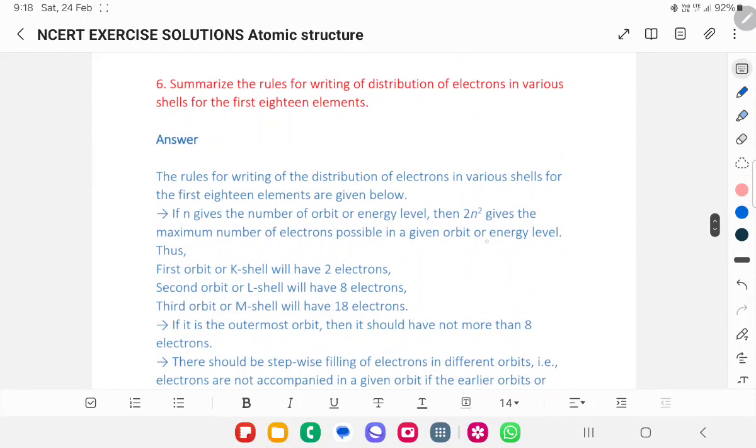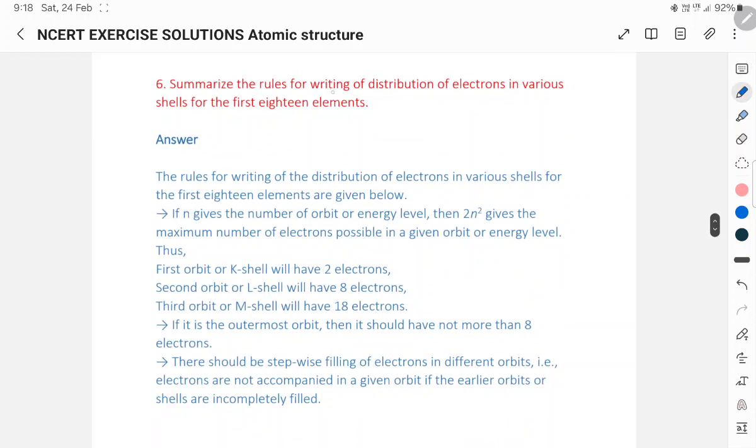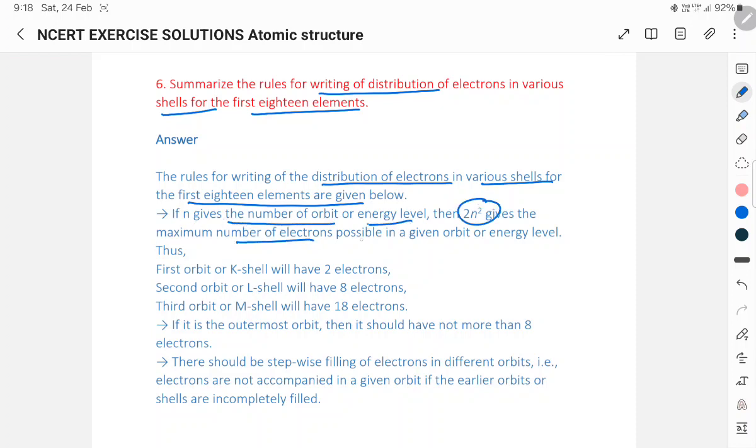Now move to the next question. Summarize the rules for writing the distribution of electrons in various shells for the first 18 elements. If n gives the number of the orbit or energy level, then 2n² gives the maximum number of electrons possible in a given orbit or energy level. The first orbit or K shell will have 2 electrons, the second orbit or L shell will have 8 electrons, and the third orbit or M shell will have 18 electrons.